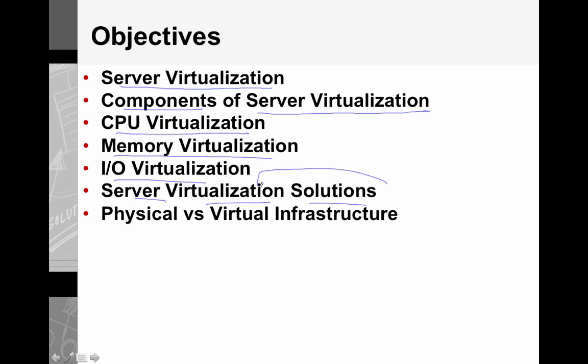The reason it's important for us to understand this is because different cloud vendors use different solutions. In fact, within the same cloud vendor, they may have one or two different solutions implemented as the technology changes. And then finally, we'll look at physical infrastructure versus the virtual infrastructure that's made possible because of virtualization.